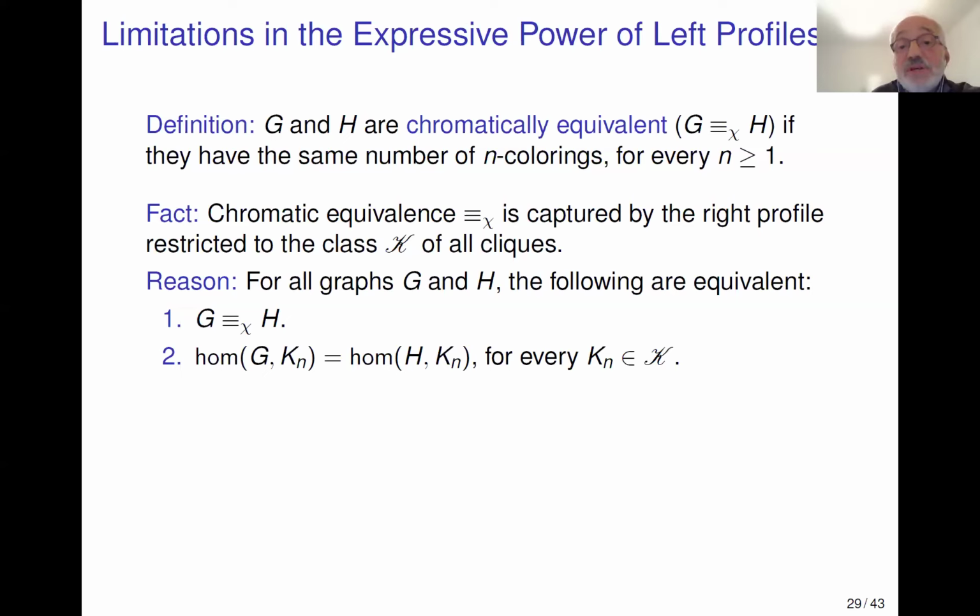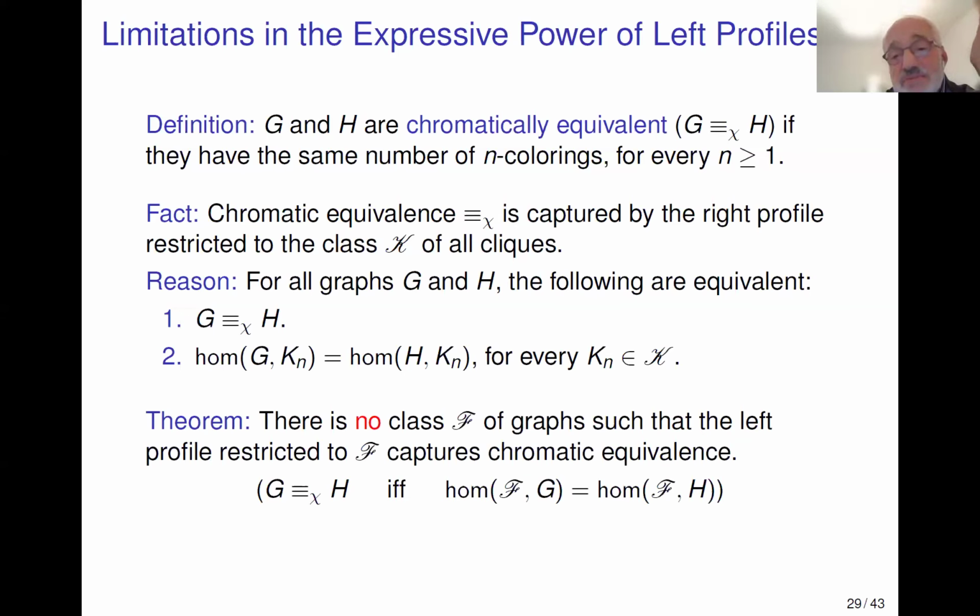So for all graphs G and H, two graphs are chromatically equivalent if the number of homomorphisms from G to Kn is the number of homomorphisms from H to Kn for every clique Kn in the class of all cliques. It is relatively straightforward to prove, with a much easier proof than the one before, that there is no class of graphs F so that the left profile restricted to F captures chromatic equivalence.